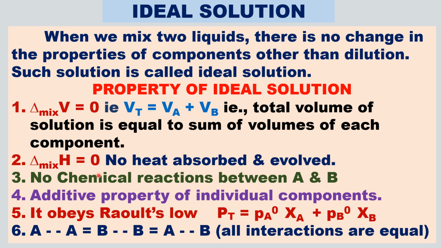Third point, no chemical reactions occur between A and B. Fifth point, it obeys Raoult's law, that is, the total pressure is equal to the sum of the partial pressures of components A and B. And sixth point, in an ideal solution, the interactions between A molecules, between B molecules, and between A and B molecules are all equal.